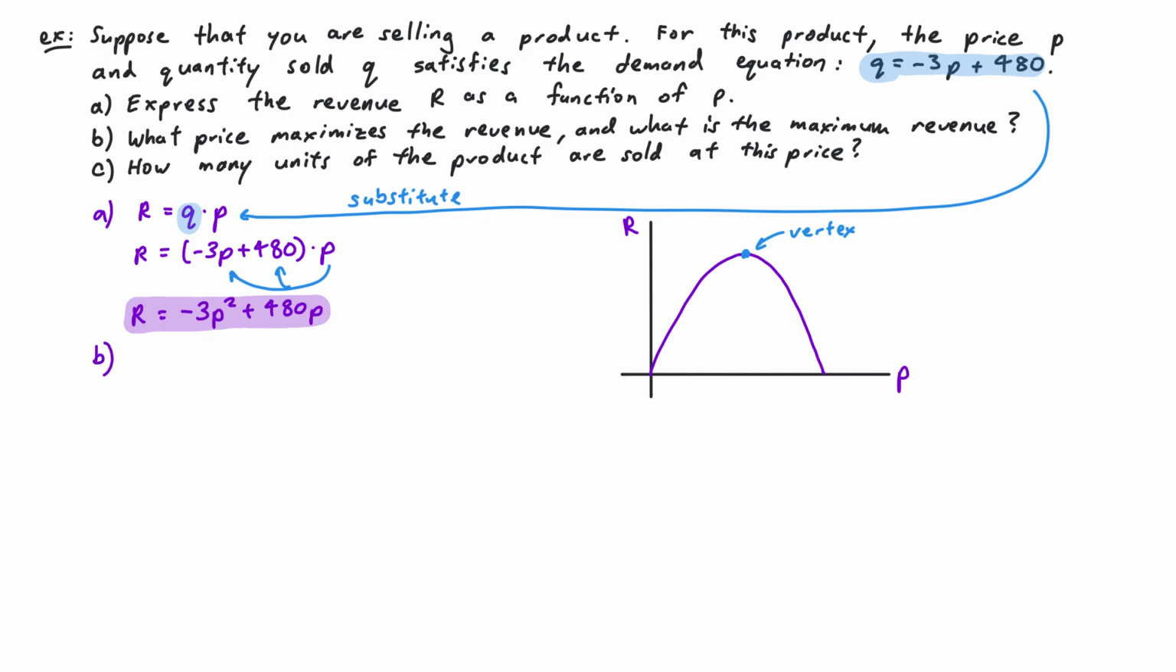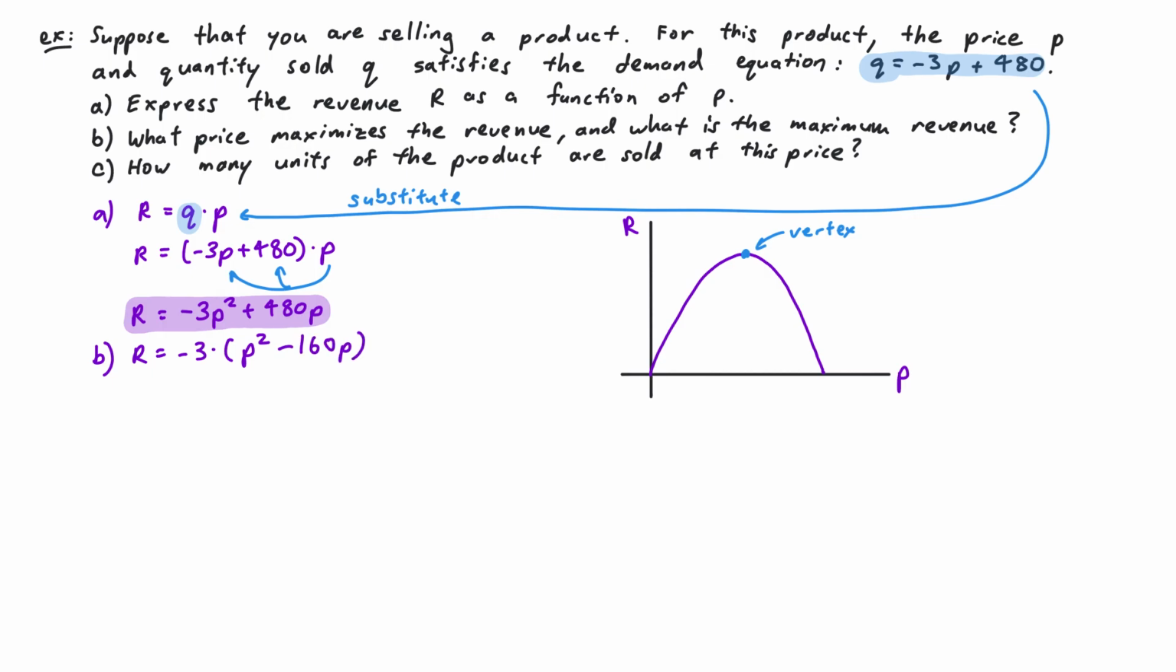So our first step in writing our revenue in standard form is by factoring the number in front of the P². So factor out a -3, and to figure out what's remaining, you take each term and divide by -3. So -3P² divided by -3 leaves us with just P². 480P divided by -3 leaves us with -160P.